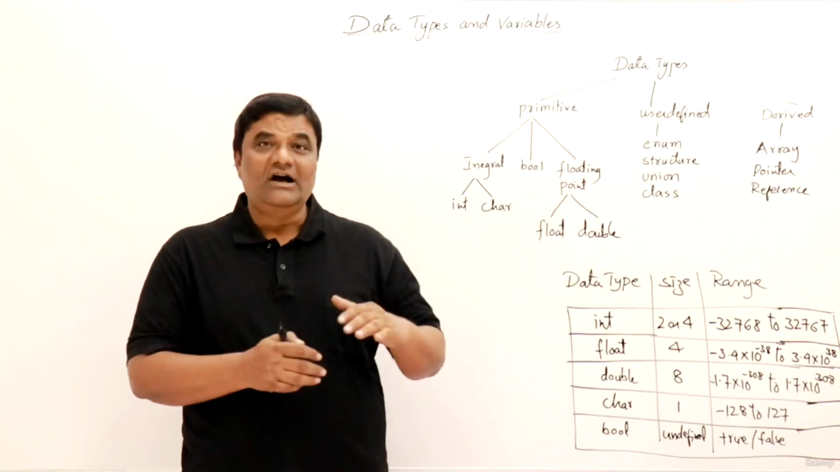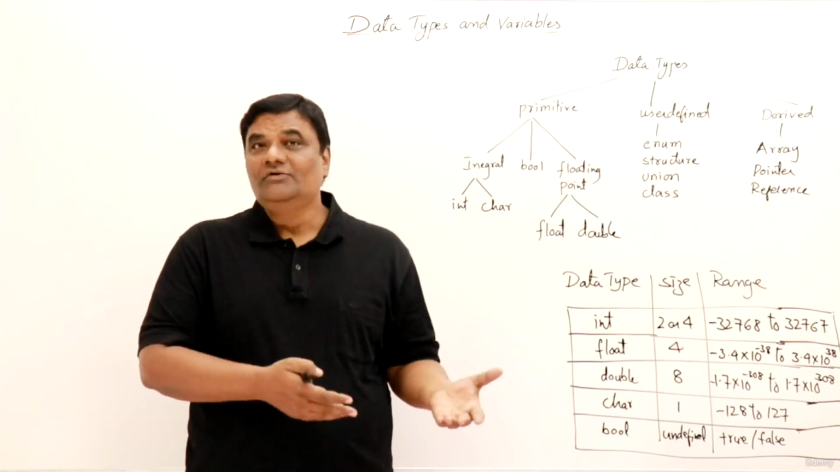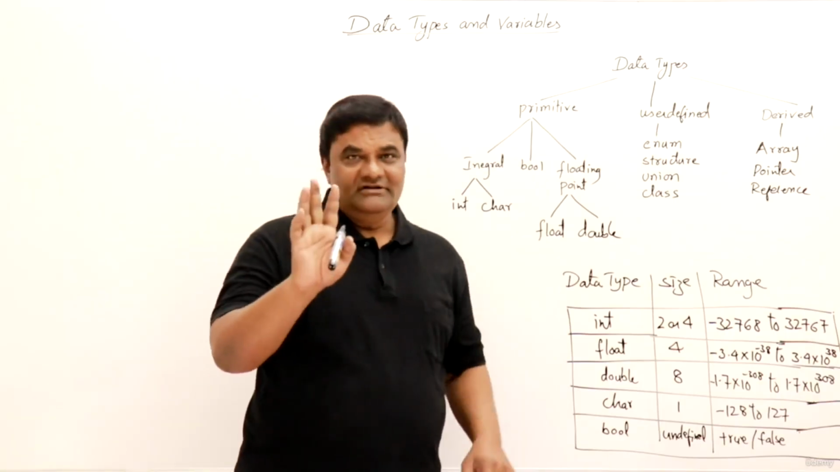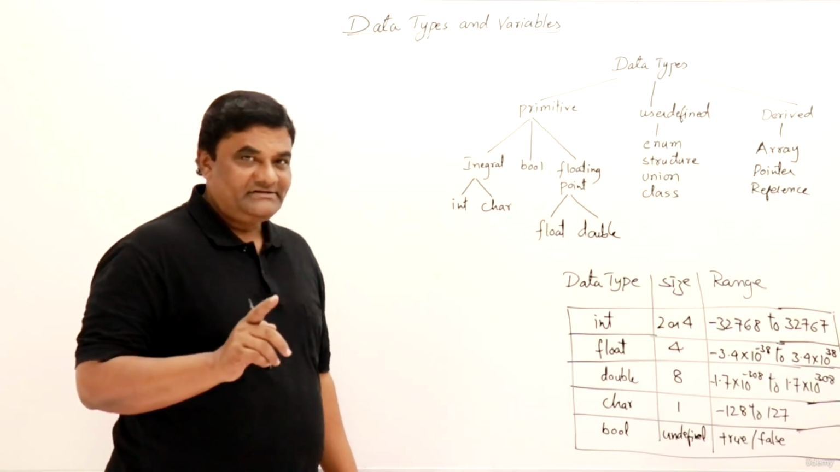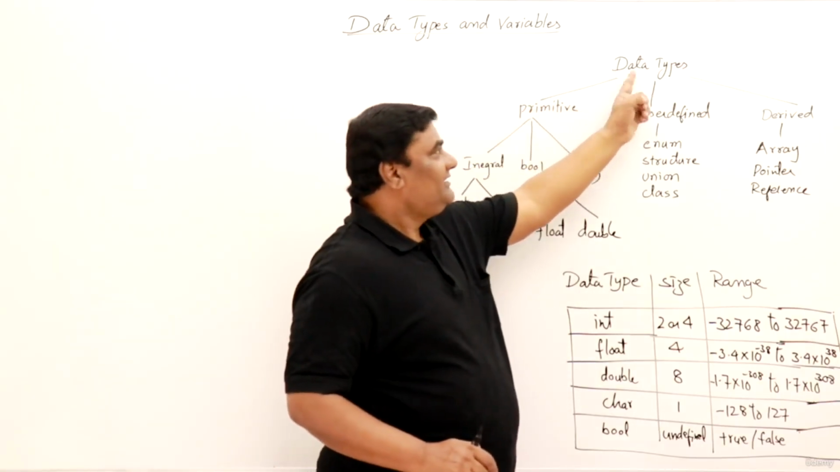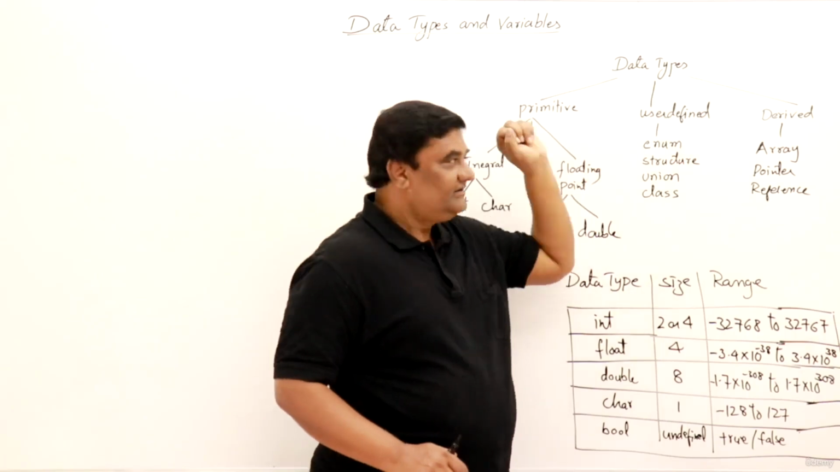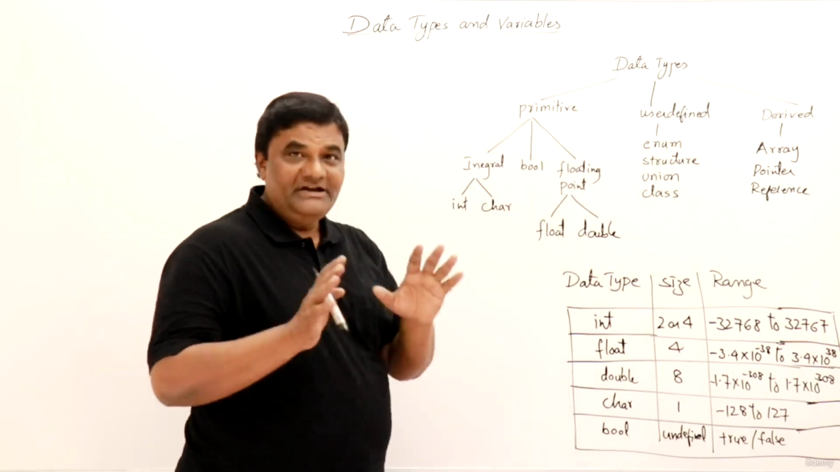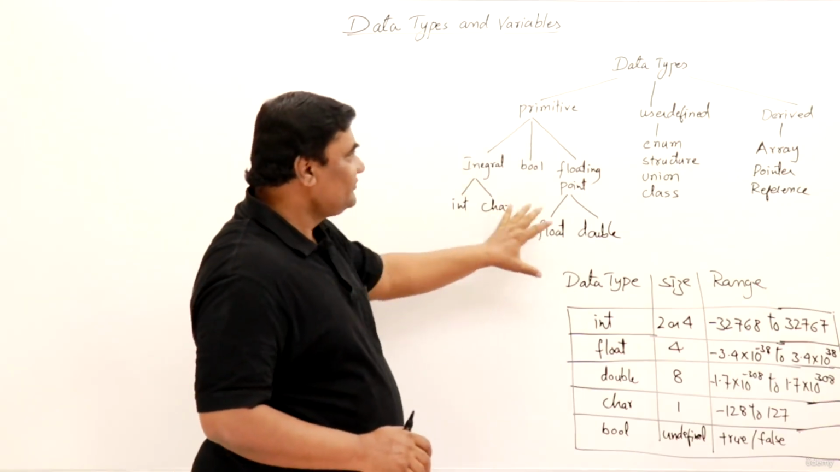Then we will also learn how to use them, means how to use them by declaring variables. So let us get the overview of all the data types available in C++. See, I have a chart here that is showing the data types. They can be categorized into three. Now majorly you have to understand this portion.